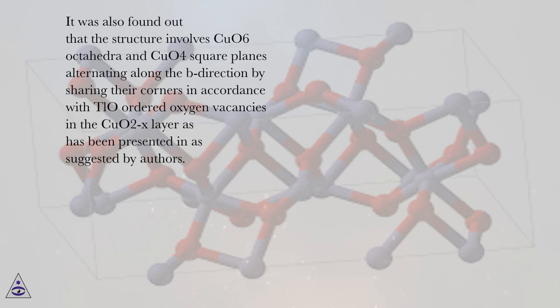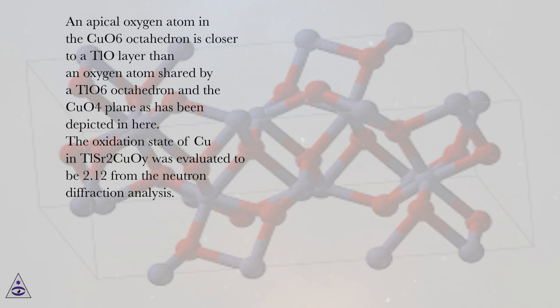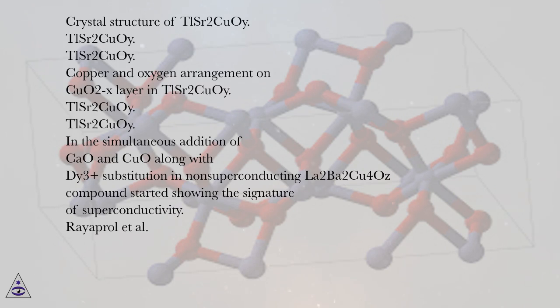It was also found that the structure involves CuO6 octahedra and CuO4 square planes alternating along the b direction by sharing their corners, in accordance with ordered oxygen vacancies in the CuO2 layer, as suggested by the authors. An apical oxygen atom in the CuO6 octahedron is closer to a TlO layer than an oxygen atom shared by a TlO6 octahedron and the CuO4 plane, as depicted here. The oxidation state of Cu in Tl-Sr2-2-O-I was evaluated to be 2.12 from the neutron diffraction analysis. Crystal structure of Tl-Sr2-2-O-I. Copper and oxygen arrangement on the CuO2 layer in Tl-Sr2-2-O-I.